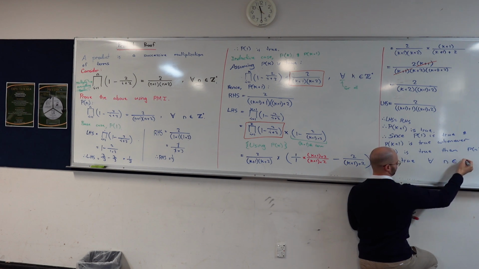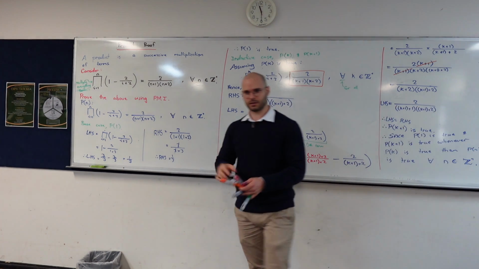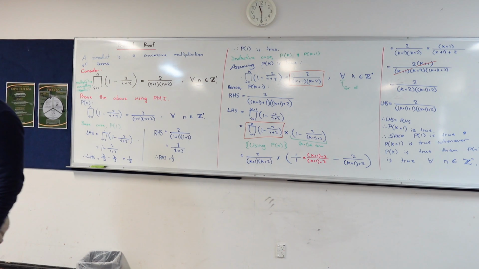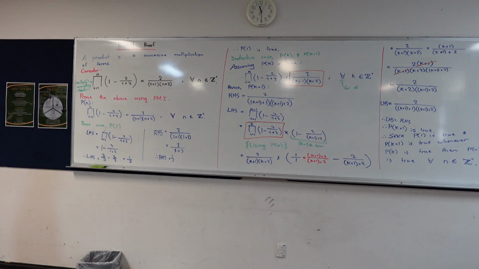There's your final mark. Yeah, so since P1 is true and P of k plus 1 is true whenever P of k is true, then P of n is true for all n. So if I don't have a clue how to do the question, I just put that, I get a mark.